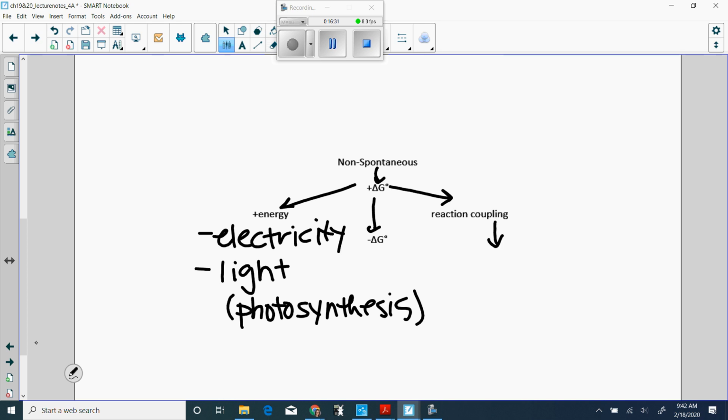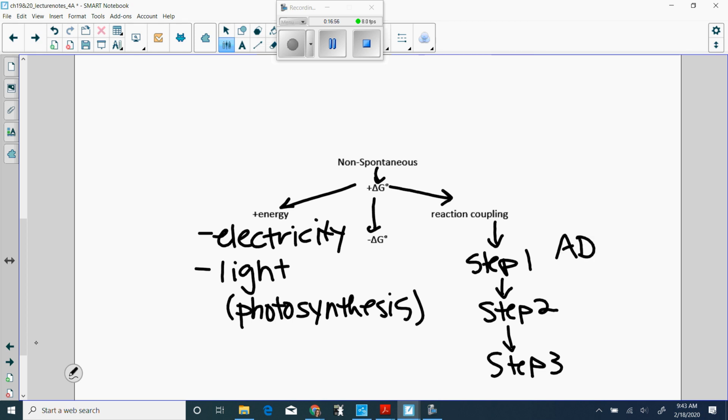Reaction coupling means that step 1 of the reaction releases energy to make step 2 go. Step 2 releases energy to make step 3 go. If you've taken AP Bio, it's called oxidative phosphorylation. It's the electron transport chain, turning ADP into ATP. It uses reaction coupling, and I'm using that example specifically because it's in my learning objectives. Photosynthesis is non-spontaneous. Plants don't grow in the dark unless there's light.